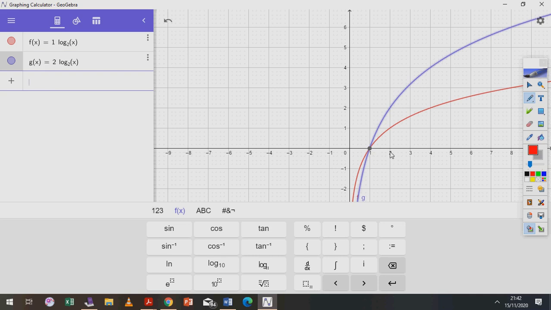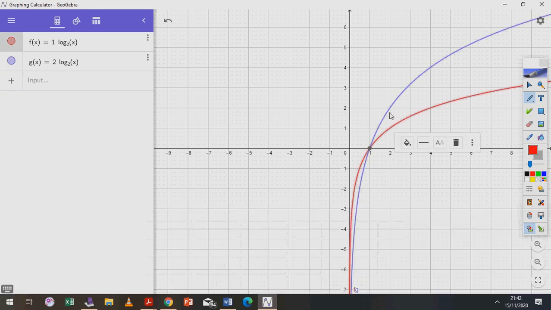What that means is initially where x was 2 and the y value was 1, this point has now been multiplied by 2 to become this new point here. And when x was 4 and the y value was 2, now this is going to be multiplied by 2. The y value is multiplied by 2, so the new y value is 4. And onwards and onwards.